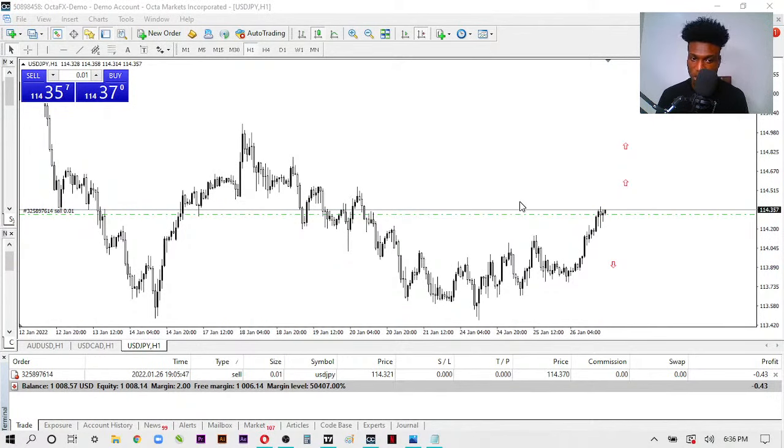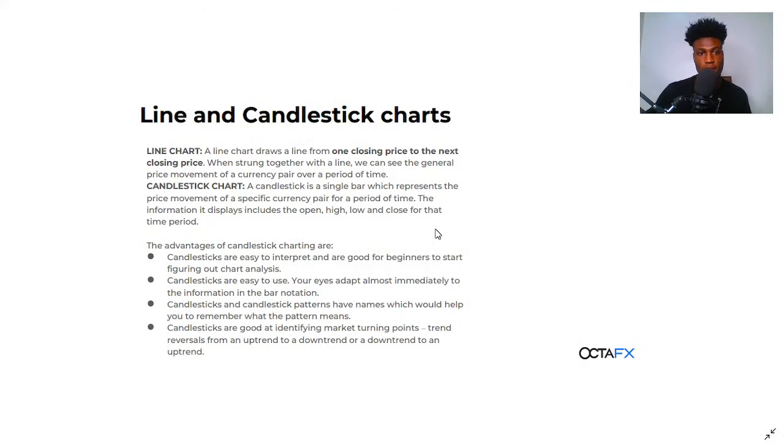Simple. So the equity just tells you this is the amount you're going to have if you decide to close all your positions right now. This is what your balance is going to be. Okay. The next thing we're going to look at is line and candlestick charts.